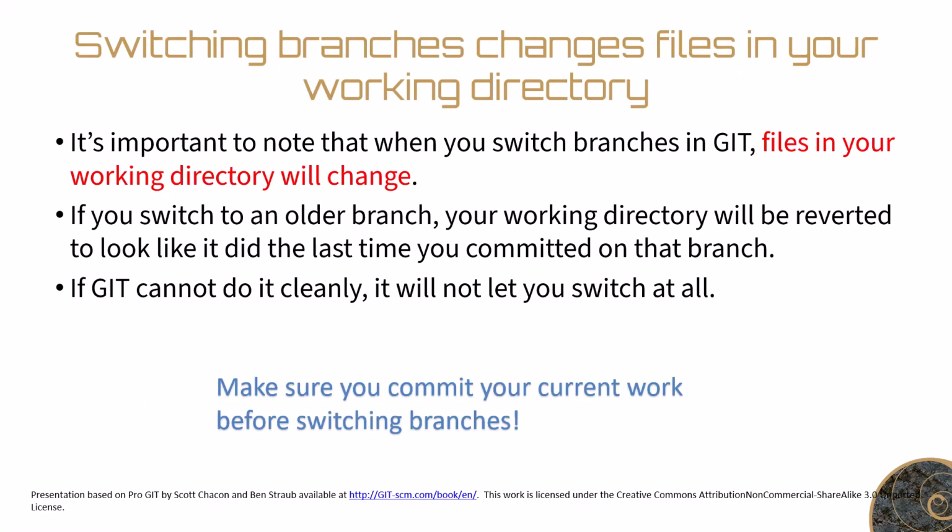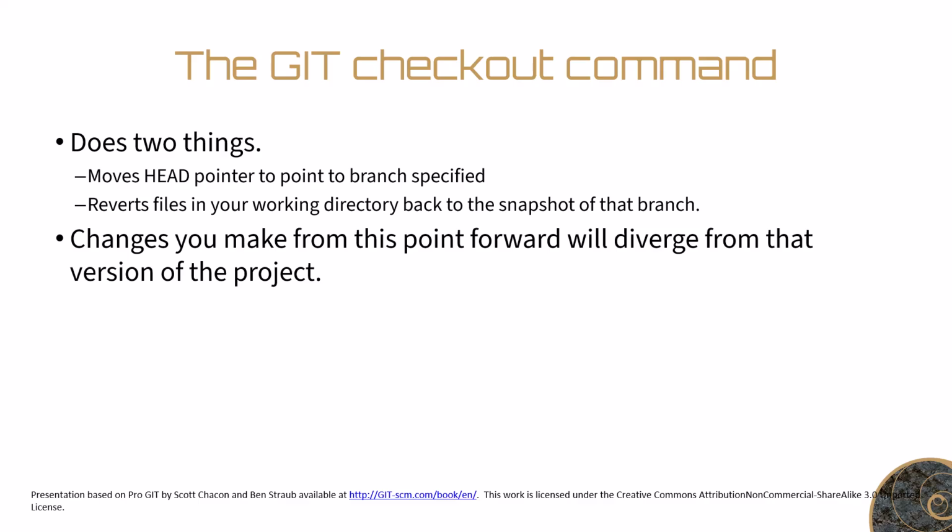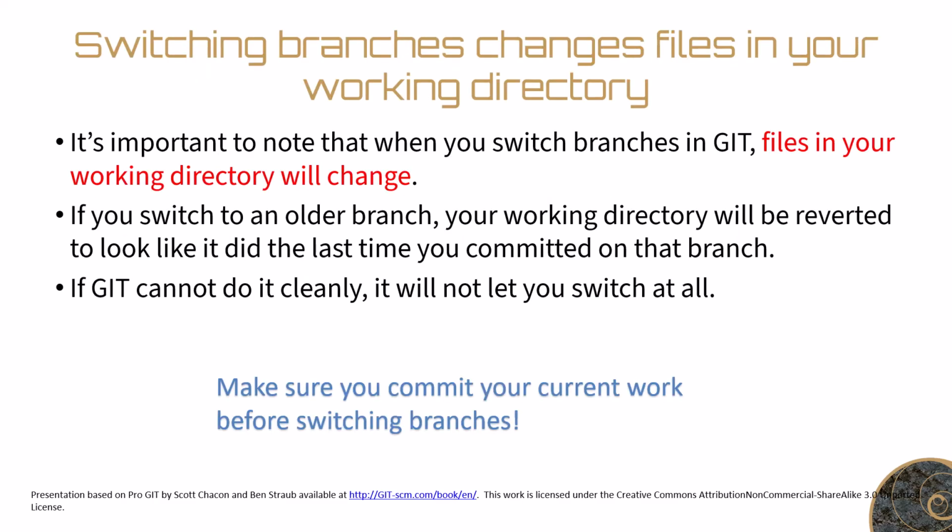So the git checkout command does two things. It moves the HEAD pointer to the branch you specify, and then it reverts the files in your working directory. Changes from this point forward will diverge from that version of the project. One thing to note is that when you switch branches, files in your working directory will change. So if you switch to older branches, you could potentially lose something if you don't have it committed yet. So always make sure you commit your current work before switching branches.